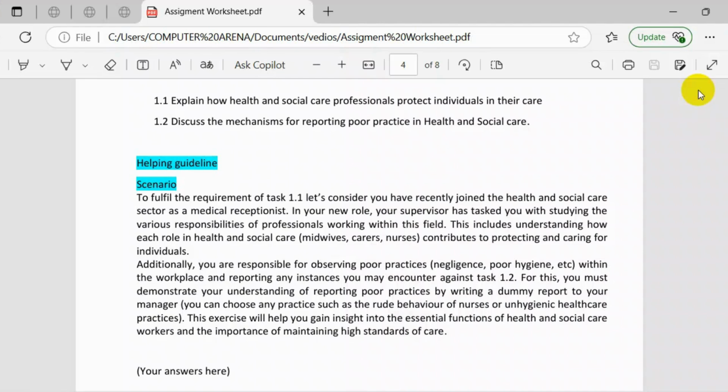In this way, you can discuss all the mechanisms and the steps you have used: how you approached the manager, how you wrote the report, how you collected the evidence. You have to explain each and every step you followed for reporting the poor practice in health and social care.